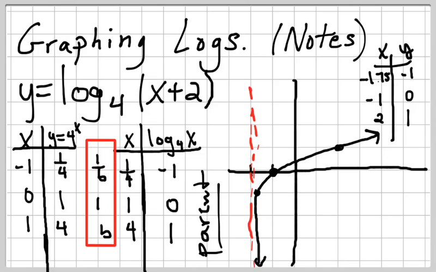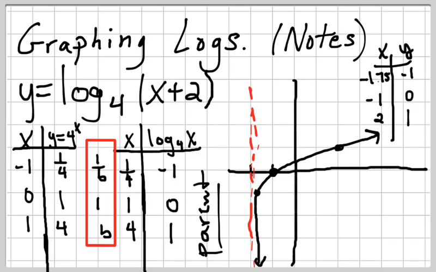Okay, so we're going to go ahead and graph that, and you see the graph here. So for logarithms, the asymptote is going to be a vertical line, up and down. And then the ones where it's a horizontal line, that's the exponentials.